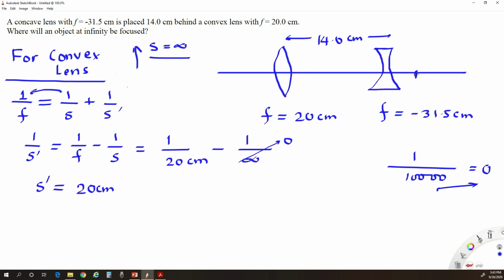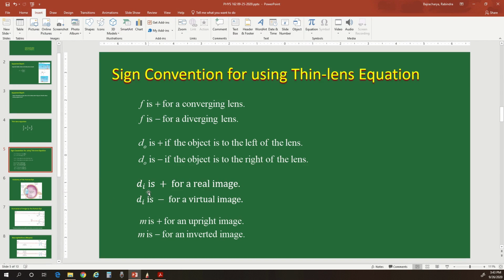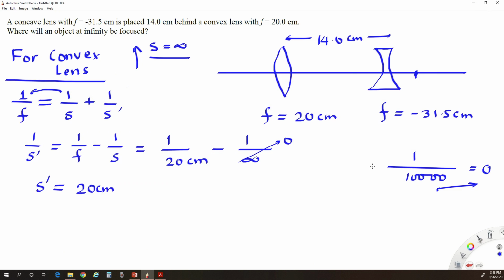Okay, and s prime is positive. If we see our sign convention, if s prime is positive, so let me go to the sign convention here. If it is positive, it's a real image. That means it would be inverted. We know that usually a real image is inverted. So it's formed here, but it's inverted.